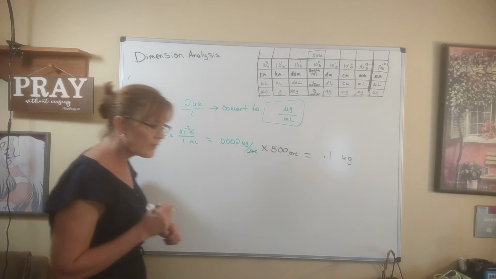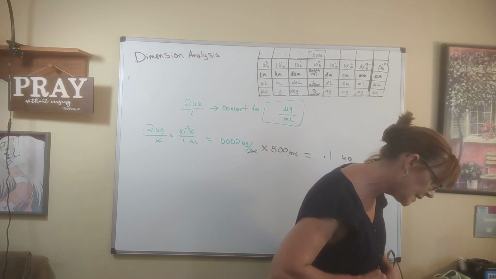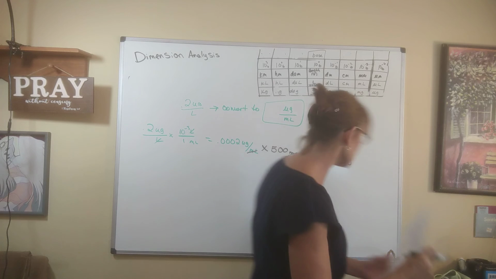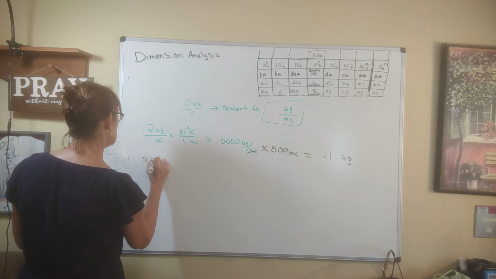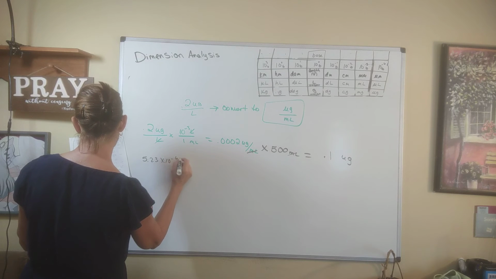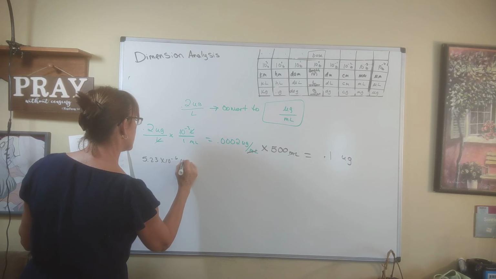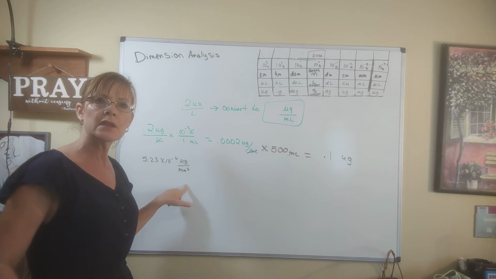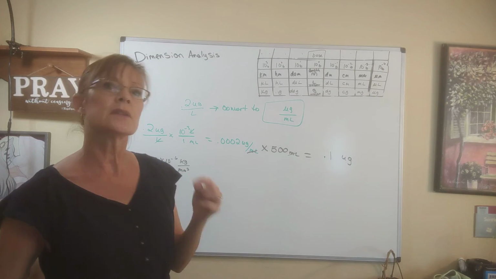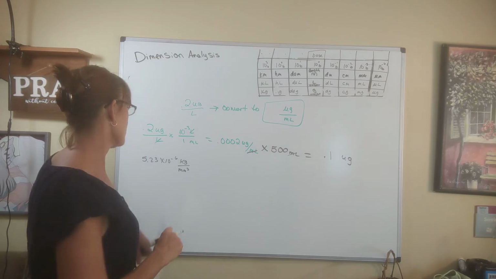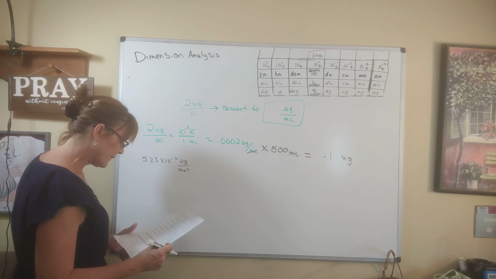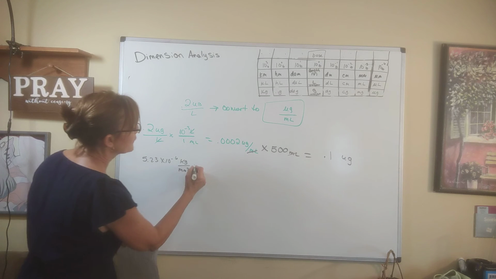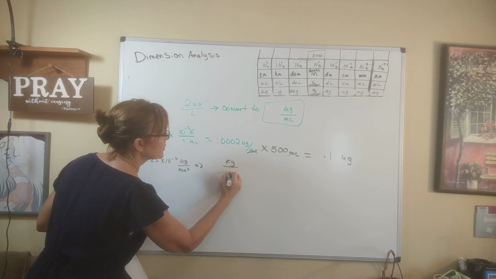Okay, the second one I have on the sheet is, in a laboratory, you determined that the density of a certain solid is 5.23 times 10 to the negative 6 kilograms per cubic millimeter. So here's something we need to discuss. Cubic millimeter is a unit of volume, so that's important to know. All right, so we want to convert this density into kilograms per cubic meter.